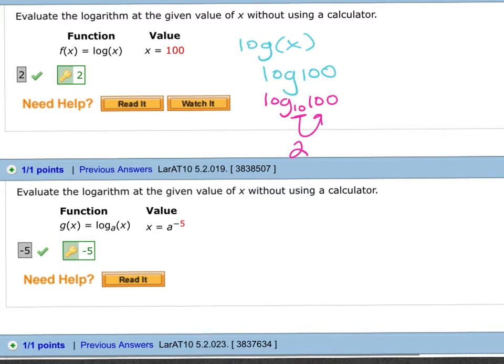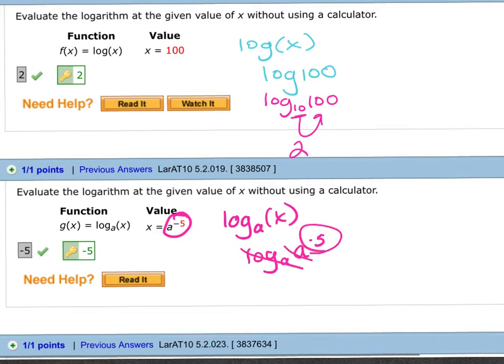And then number 8 said evaluate, again, same thing without the calculator. So this time it's log base A of x, and we want x to be a to the negative 5th. So log base A of a to the negative 5th. And then because the base on the log and the base on the exponential are the same, we can cancel it out and just keep the exponent, which is negative 5.